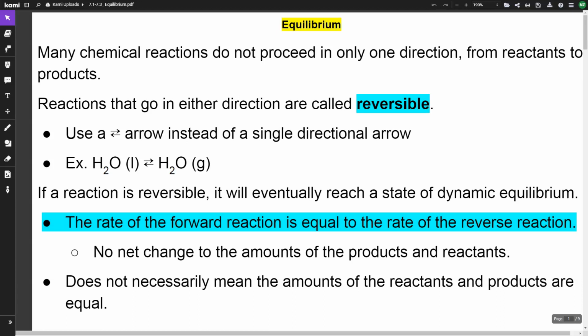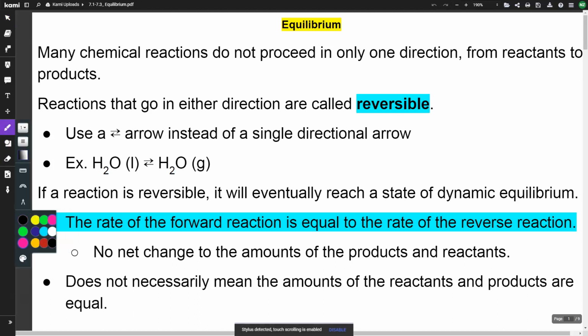In this video, we're going to go through equilibrium. So many chemical reactions don't just happen in one direction, where we think of it going from reactants to products. Sometimes those products reform into reactants. Now, not all chemical reactions are reversible, like you can't unburn something. So we call these reactions reversible. And we use a double arrow instead of a single directional arrow to represent equilibrium.